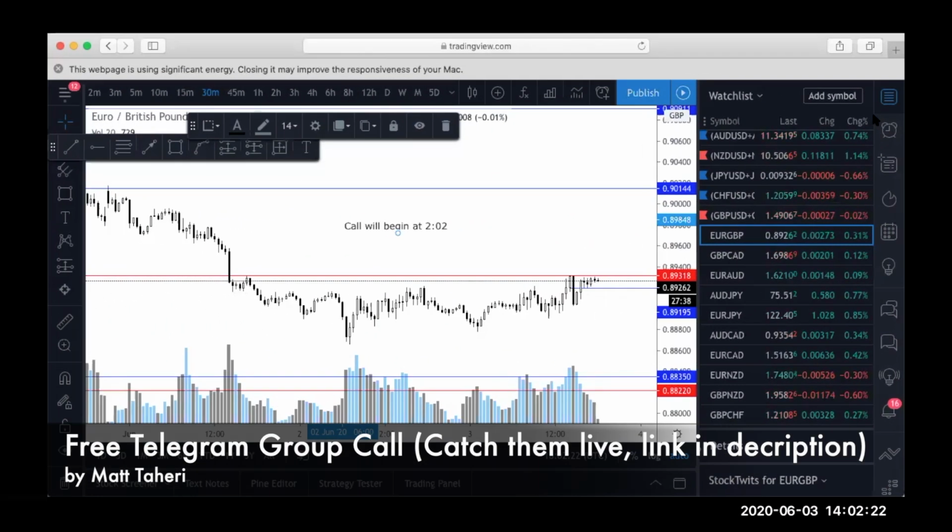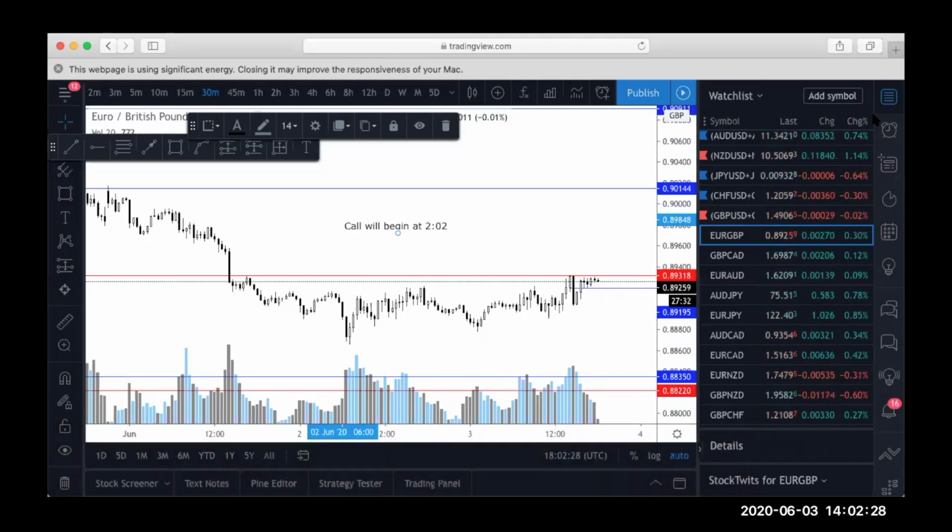The overall goal of this call today will be going over basic market structure and basic smart money. We won't be going over Wyckoff, we won't be going over market cycle or anything like that, just basic market structure and smart money entries.